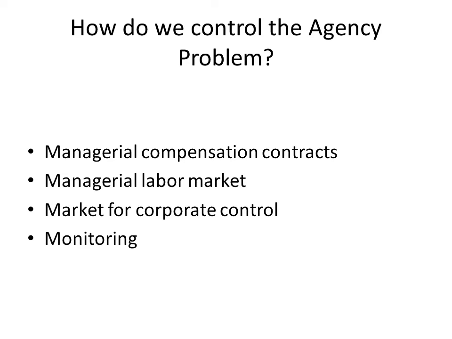So now we know what the agency problem is. How do we go about controlling it? Well, the first thing we can do is design the manager's compensation contract, how they get paid, so that managers only get rich when the shareholders get rich. How do we do that? Well, the first way we could do it is just to give the manager stock. And that way, when the stock price goes up, the manager has more money.